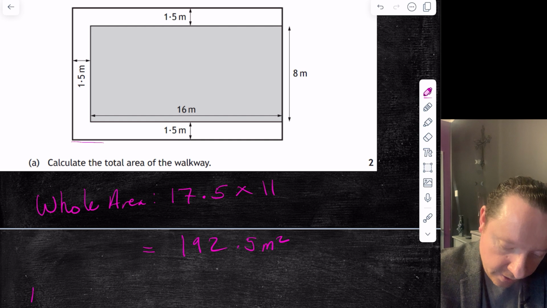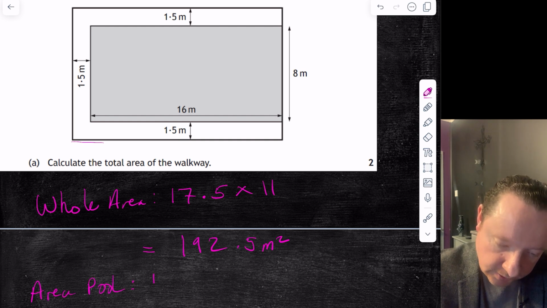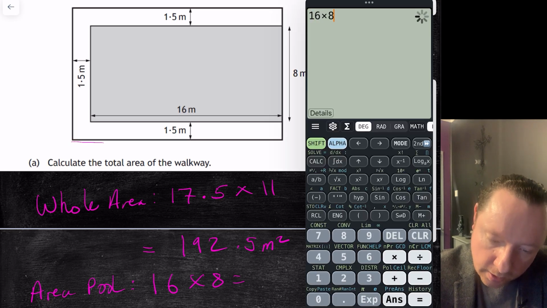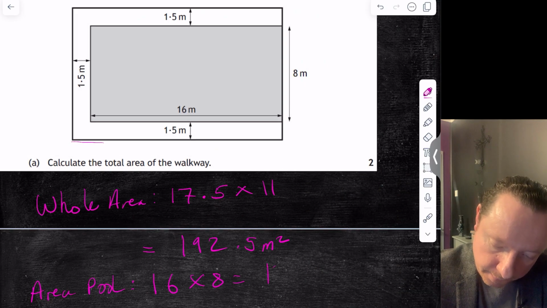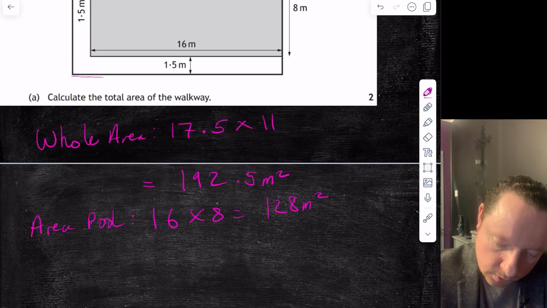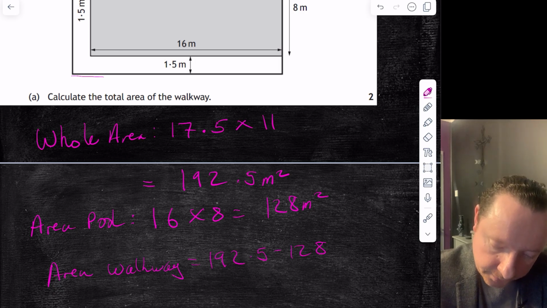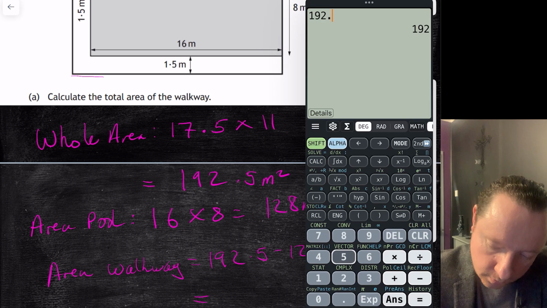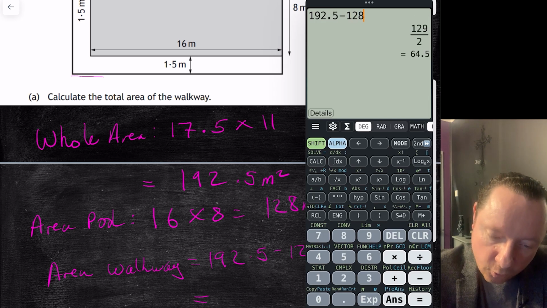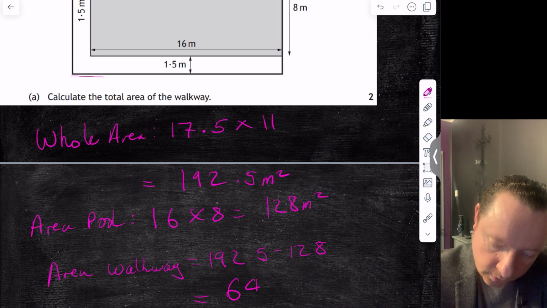So then I'll just do the area of the pool. That's just 16 along by 8, it says in the question. That gives me 128. So the area of the walkway is 192.5 minus 128, which is 64.5 metres squared. And we're done for part A.